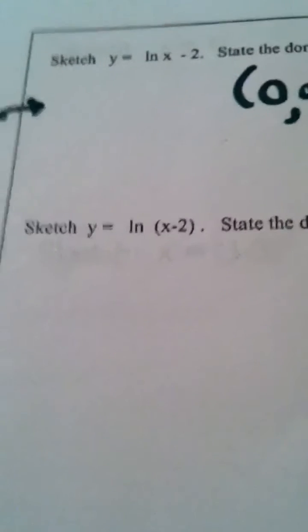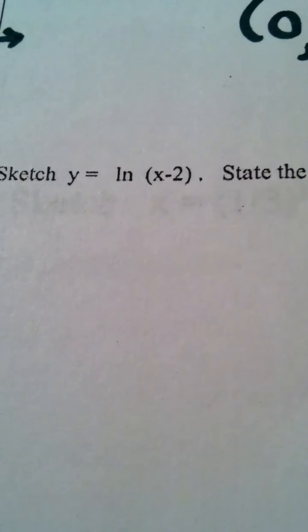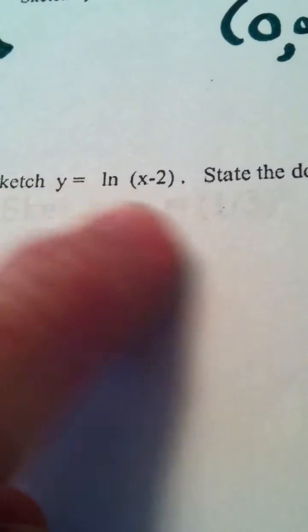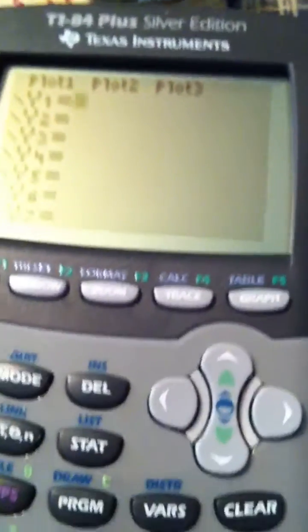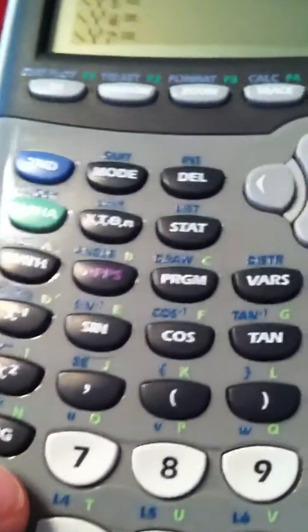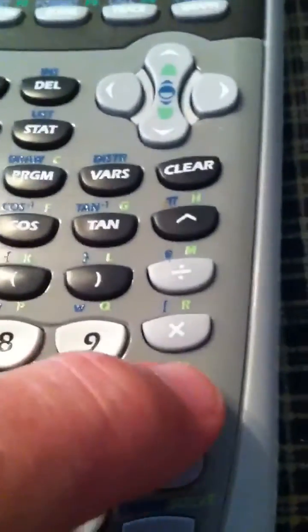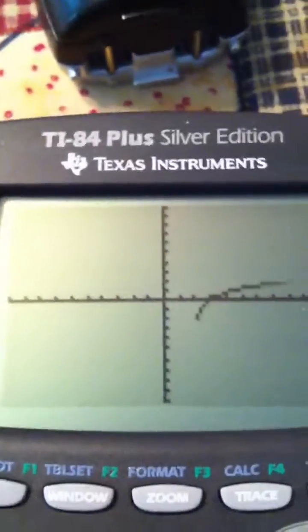Now, if I want to do this second graph, y equals the natural log of the quantity x minus 2, this time my natural log graph is being shifted to the right. Watch what happens when I type it in. All right, y equals, let me clear out the garbage I have in there. And now let me type in natural log, it's already given me one paren. I do x minus 2, and then I group it. Okay? So I have the natural log of the quantity x minus 2, and I hit graph.